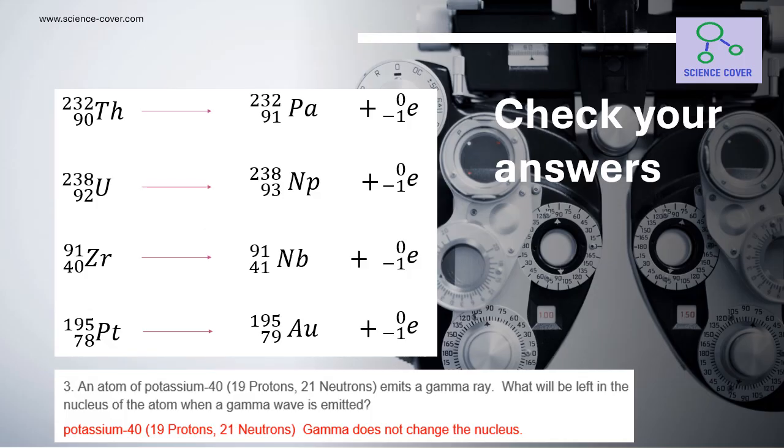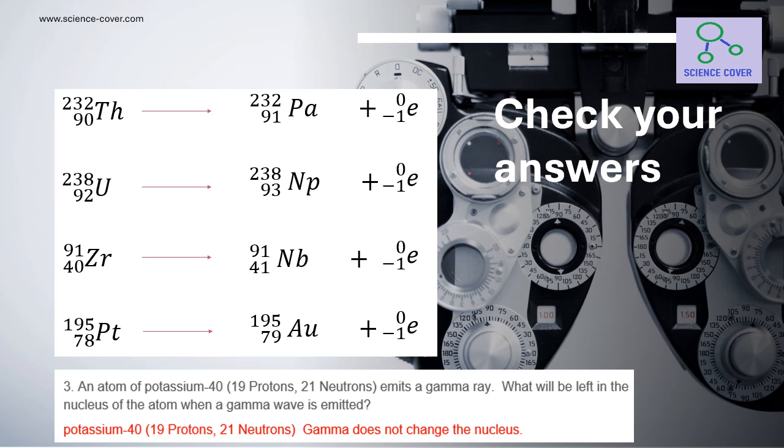Let's check the answers. The first one, we have a mass number of 232 and an atomic number of 90. The mass number will stay the same, 232, but the atomic number will increase to 91. If we look up this element on the periodic table, it's Pa. The uranium 238 has an atomic number of 92, so this will increase to 93, but the mass number will stay at 238. So if you look up element 93, it's Np.